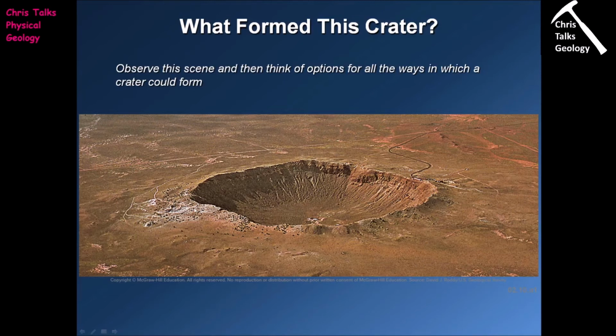So what do we have? Well, we have a circular feature, a circular depression on the surface of the Earth, and we can quite clearly see that the rim of this depression is raised up relative to the surrounding area. So we need to come up with a model that explains these features.